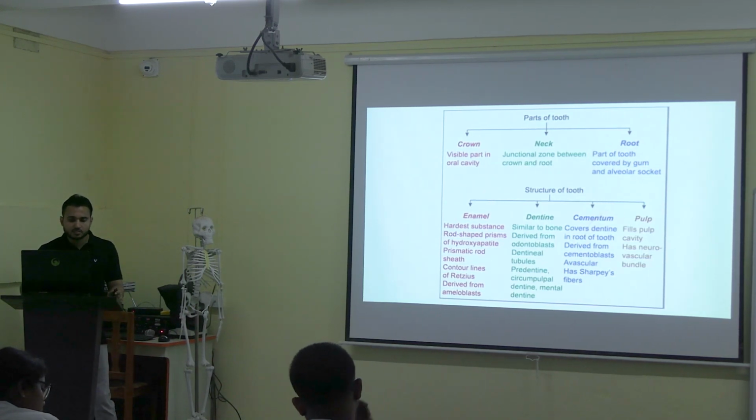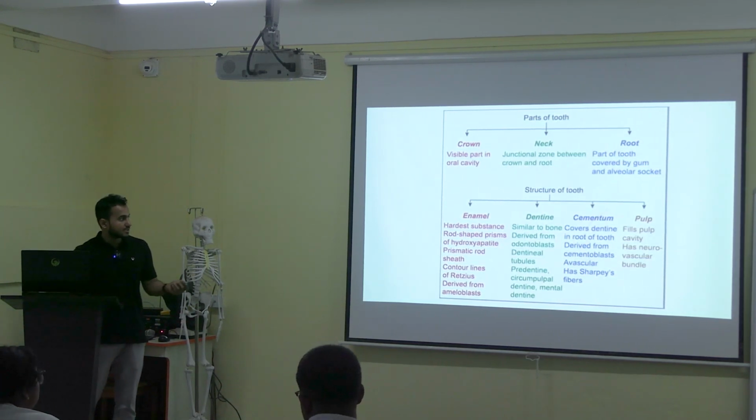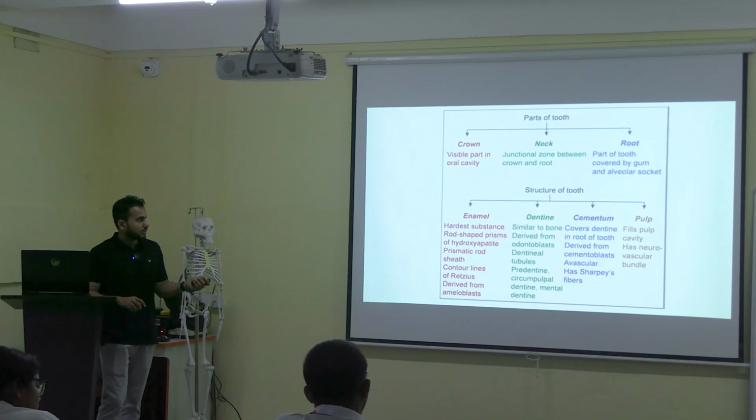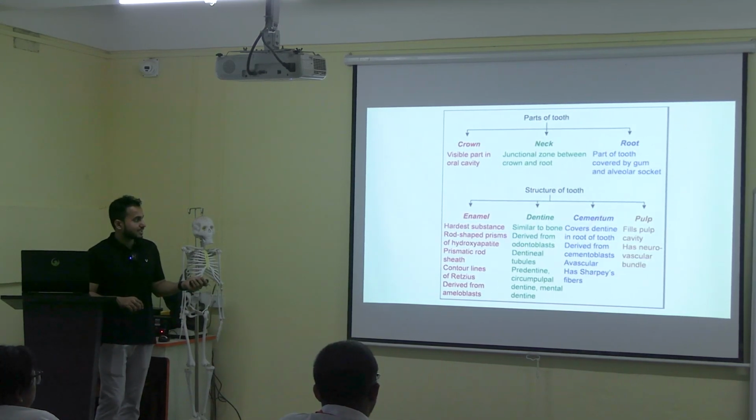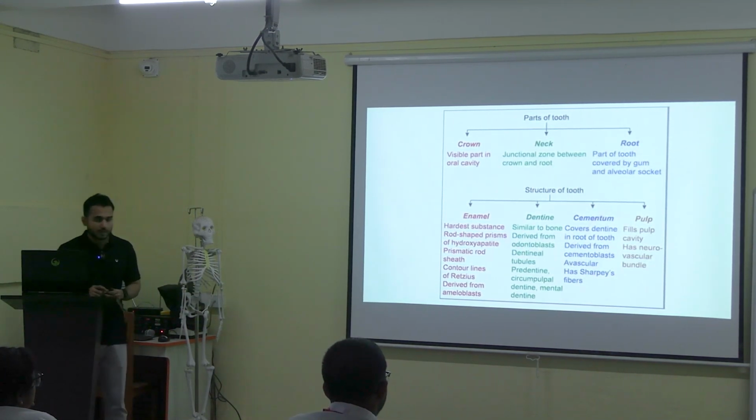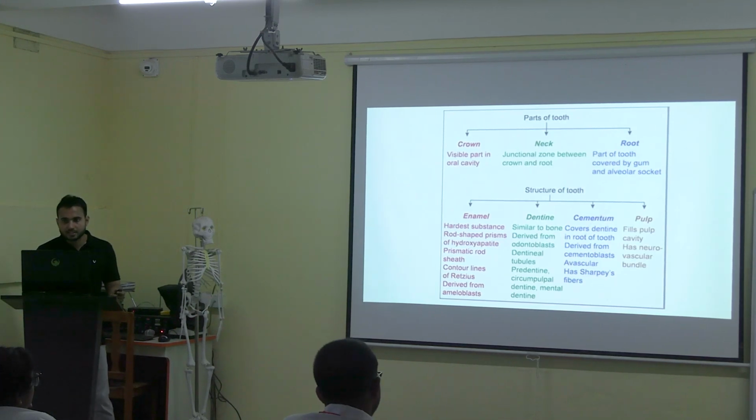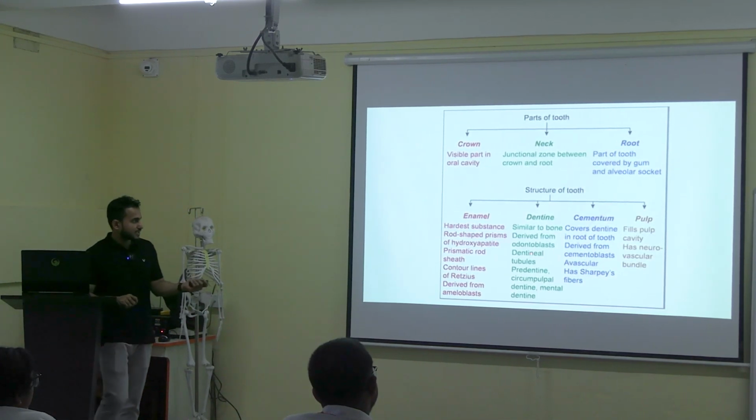Next is the dentine. Now the structure of the dentine is similar to bone, and it is derived from specialized cells, and these are called odontoblasts. Inside the dentine, tubules are present, these are called dentinal tubules. Okay, different areas are there in the dentine: predentine, circumpulpal dentine, mantle dentine, etc.